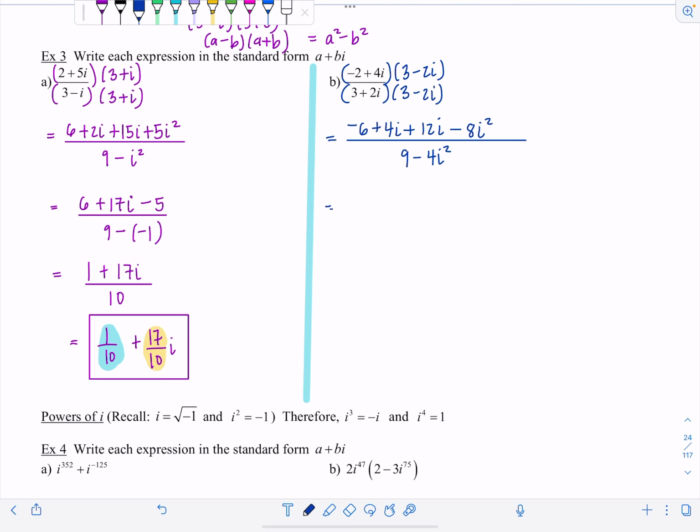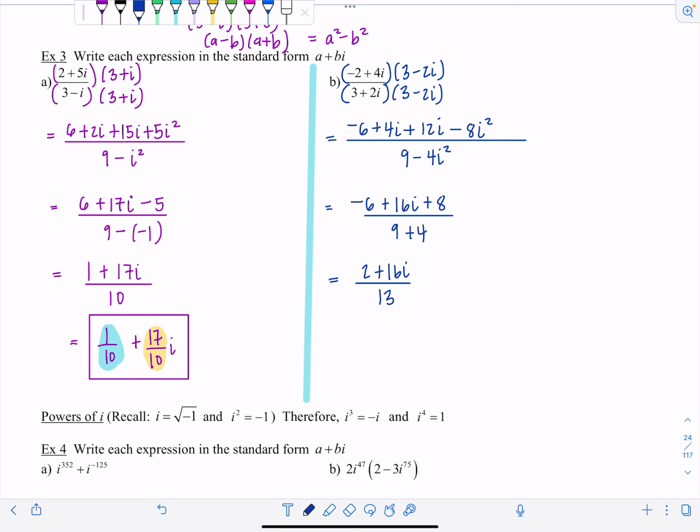Perfect. Okay, so now let's see here. We've got negative 6 plus 16i plus 8 over 9 minus 4i squared. That's going to become 9 plus 4. Very nice. And then collecting like terms in the numerator, negative 6 plus 8, that's 2 plus 16i over 13.